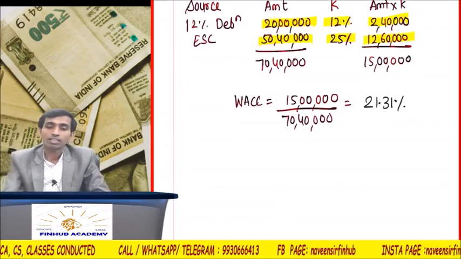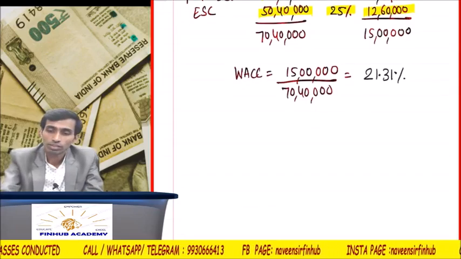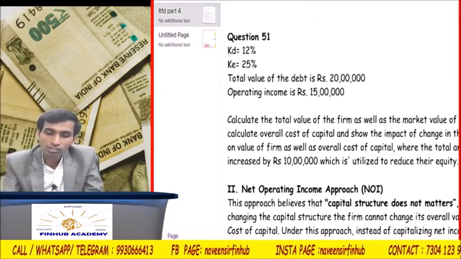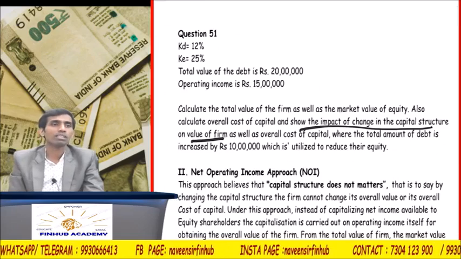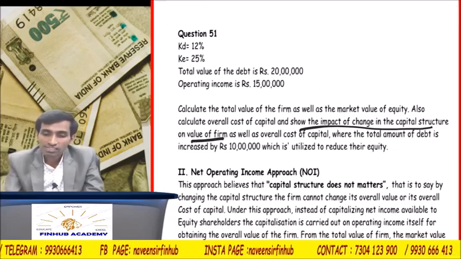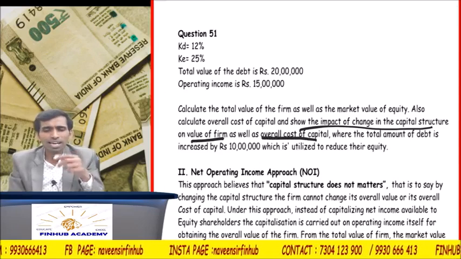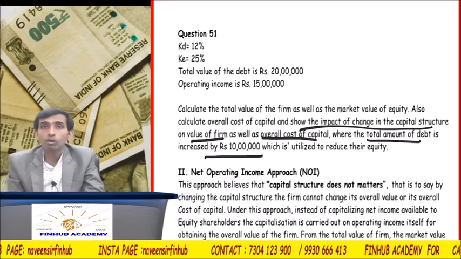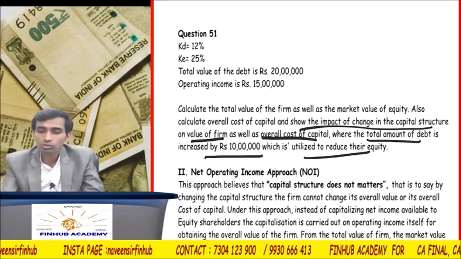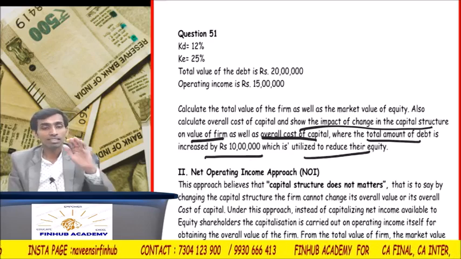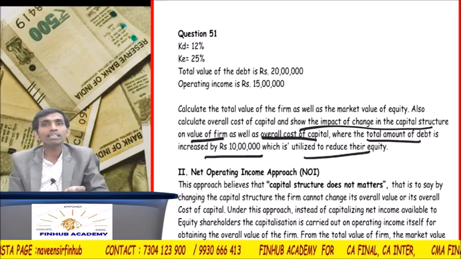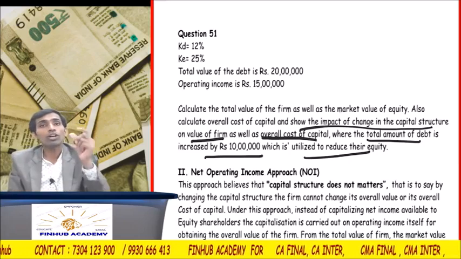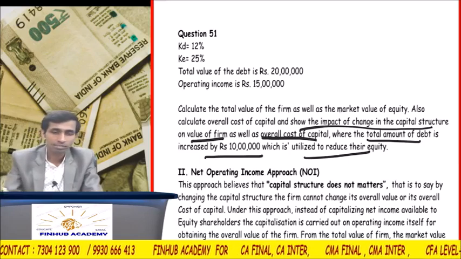Now listen, what they are saying in the question, I'm reading it further. Show the impact of change in capital structure on the value of the firm as well as the overall cost of capital. Will the WACC change? They are asking where the total amount of debt is increased by 10 lakhs, which is utilized to reduce equity. You issue debt, meaning you borrow debt and buy back equity. You reduce the equity, so the overall amount remains the same. Is it clear?